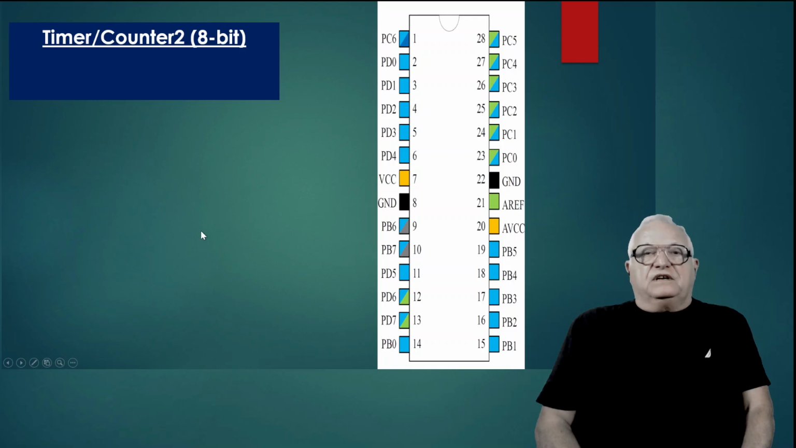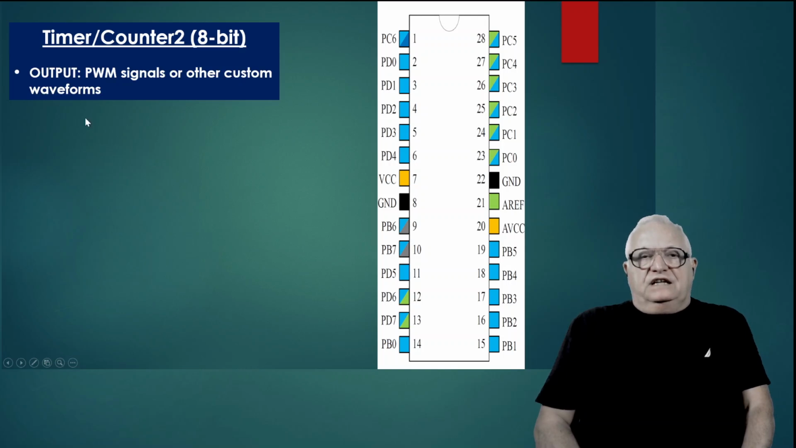Finally, we have timer counter 2, which is the other 8-bit counter. This counter can put out PWM type outputs, OC2A and OC2B. These are associated with port PD3 and PB3, pin 5 and pin 17. Timer counter 2 doesn't have the capability to read in inputs.